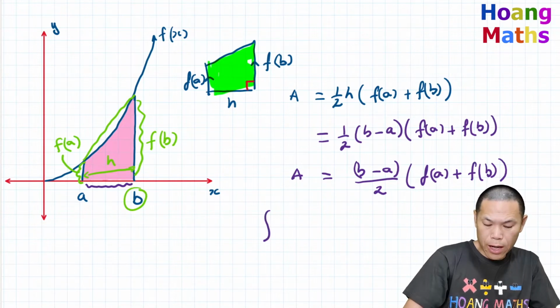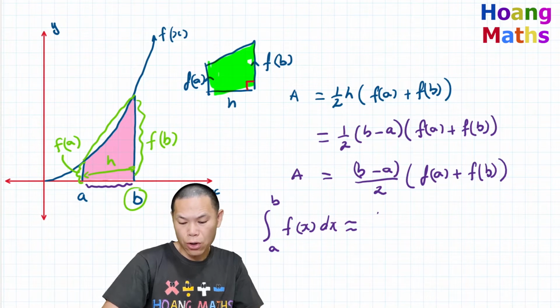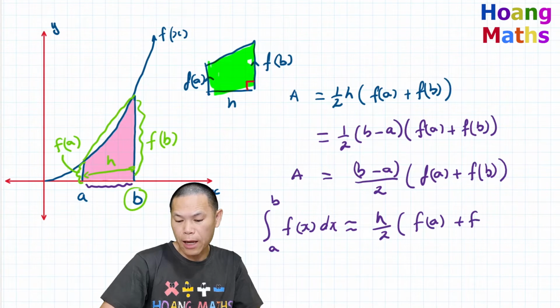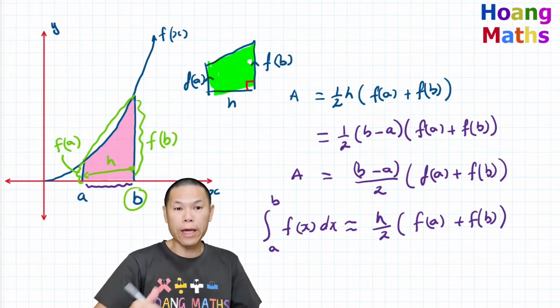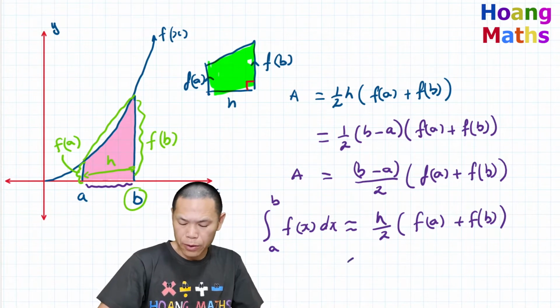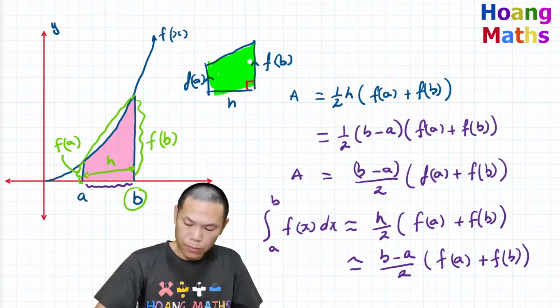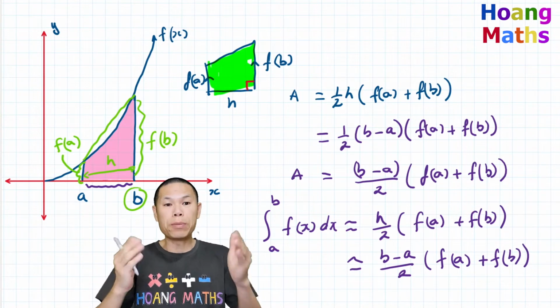If we find the area under the curve from a to b of f(x) dx, approximately, that is equal to a half of h, or h over 2, f(a) plus f(b). Or because h is b minus a, I can write it like this: (b minus a) over 2, f(a) plus f(b). So there you go. This is the trapezoidal rule.